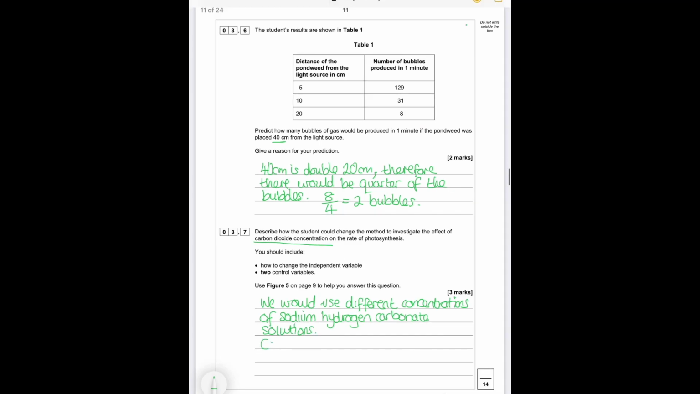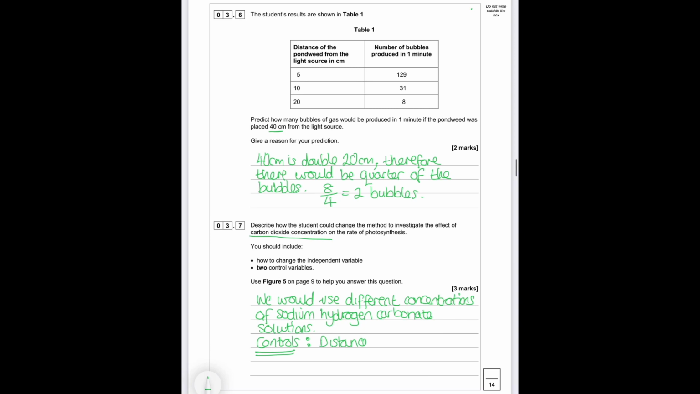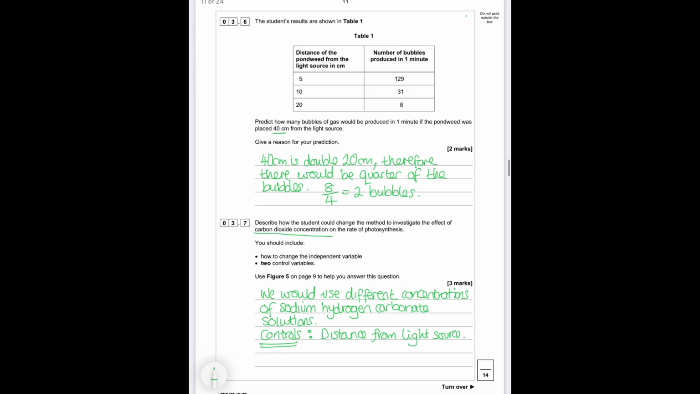And the controls, the things that we would need to keep the same, would be: we would have to make sure that the distance from the light source is the same each time we do the experiment. And we know that temperature affects the rate of reaction, so we would need to make sure that the temperature is kept the same.